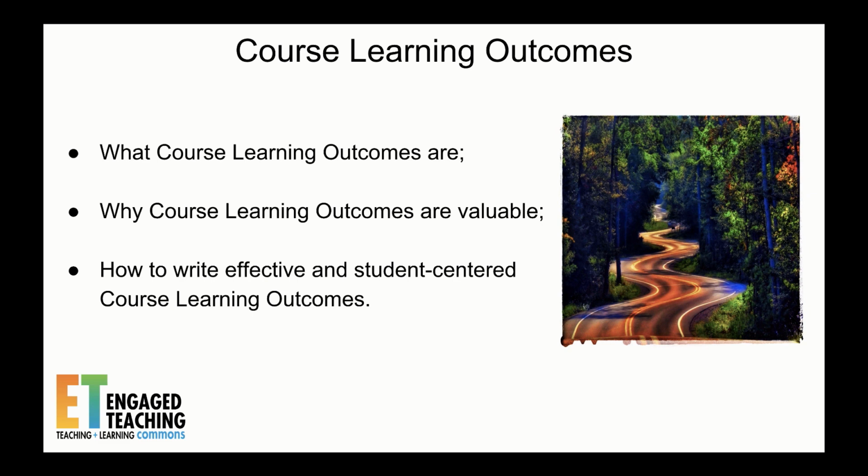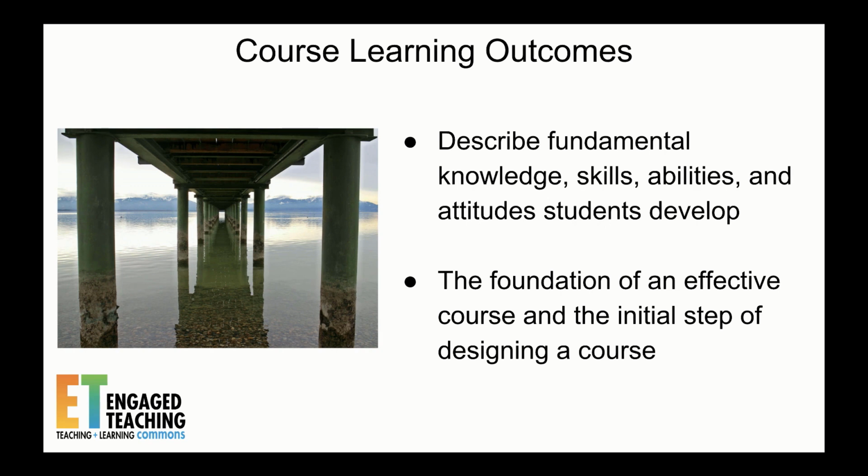student-centered course learning outcomes. Course learning outcomes are a set of statements that describe the fundamental knowledge, skills, abilities, and attitudes students will develop as a result of completing the course. They differ from a course outline in that they are focused on the learning of students rather than listing course topics. Course learning outcomes are the foundation of an effective course and the initial step of designing a course.